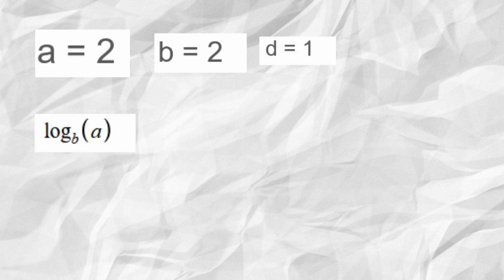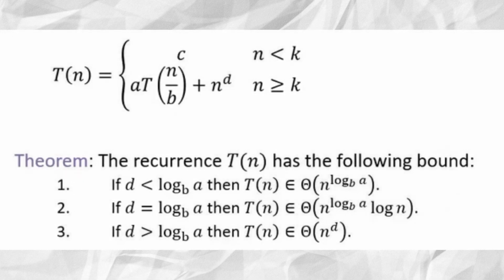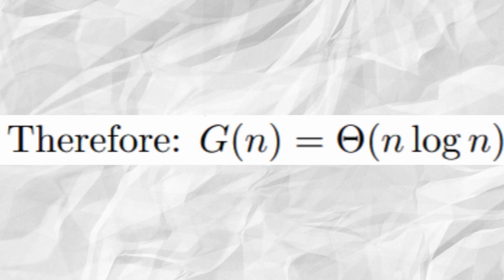Using the master theorem with a equal 2, b equal 2, and d equal 1, we get log base b of a equals log base 2 of 2, which equals 1. And since d is equal to log base b of a, which equals 1, we're in case 2. Now if you have the master theorem table up in front of you, then you should know what case 2 is. But if you don't, I will provide it on screen. Therefore, g of n is equal to n log n.